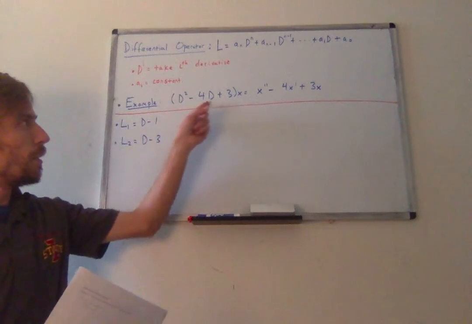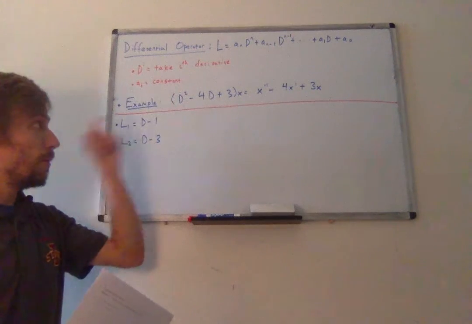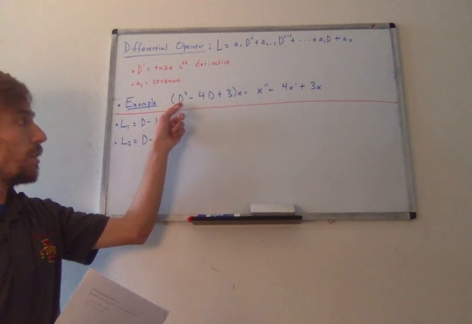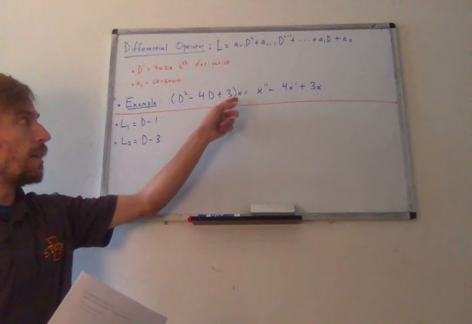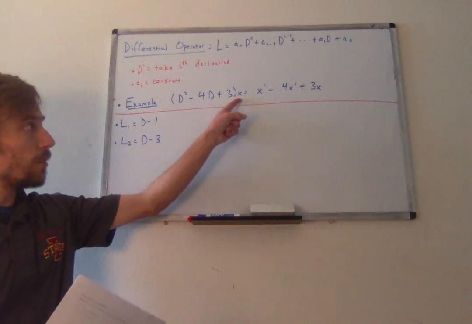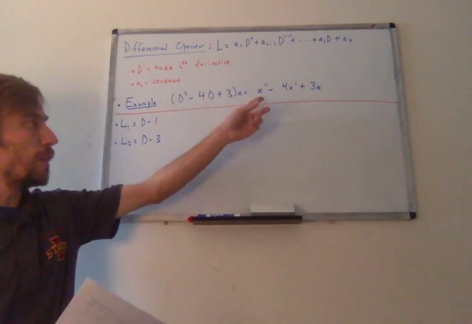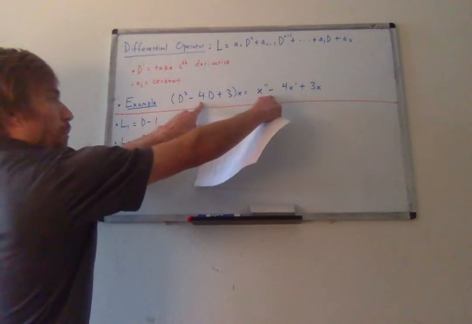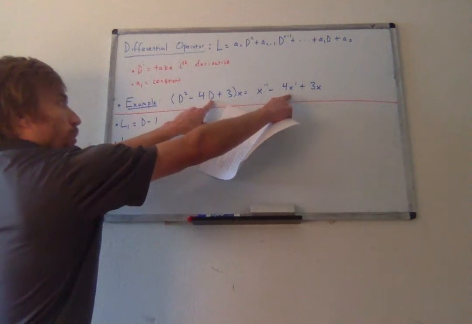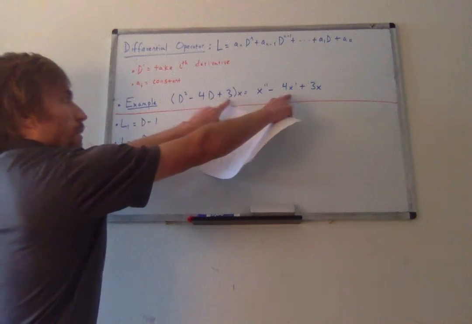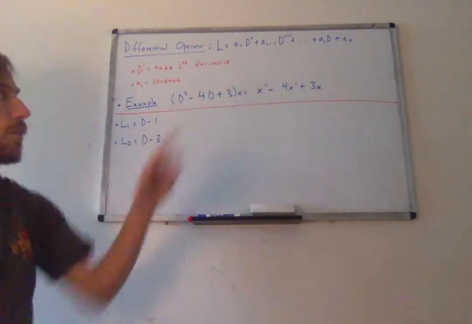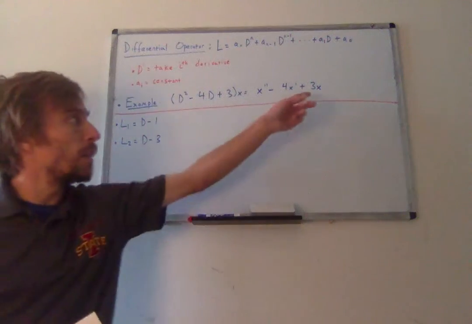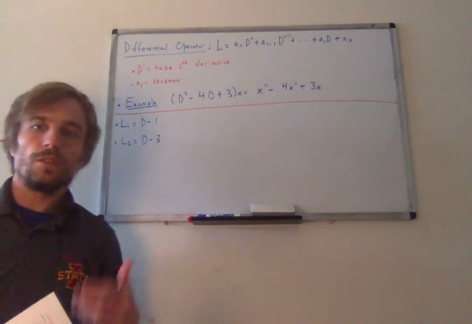So for example, here, this equation, (D^2 - 4D + 3) of x, would actually just be x double prime, where this term comes from D^2, minus 4x prime, where this term comes from 4D, plus 3x. And so here, 3 would correspond to the 0th derivative, or x term.